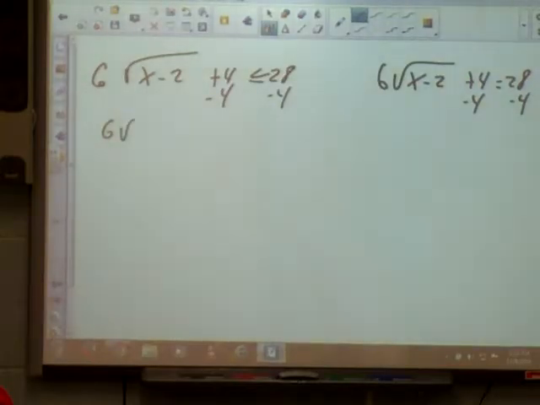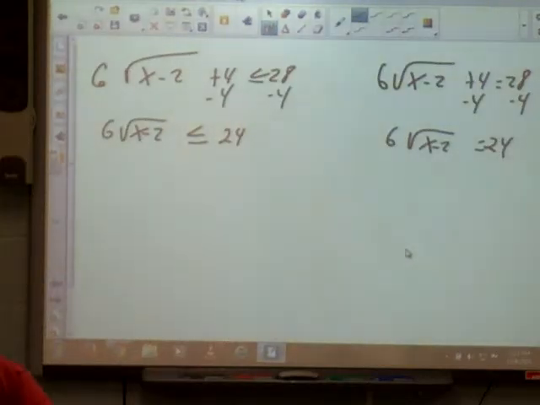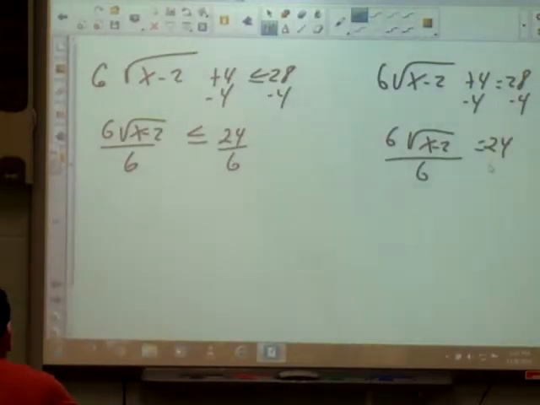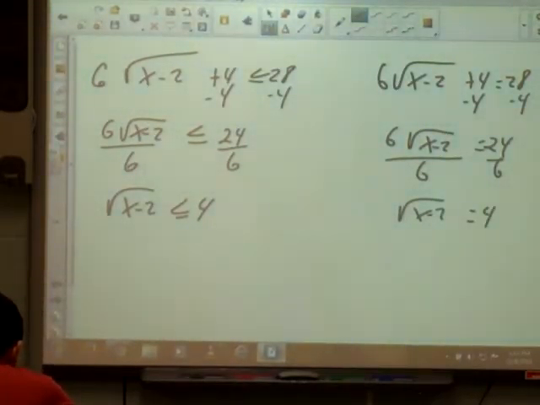So this will be 6 square root of x minus 2 is less than or equal to 24. This will be 6 square root of x minus 2 is equal to 24. So I did the exact same thing so far. Now it's being multiplied by 6, so I'm going to divide everything by 6 on both sides. So I got the square root of x minus 2 is less than or equal to 4. And over here, the square root of x minus 2 is equal to 4.